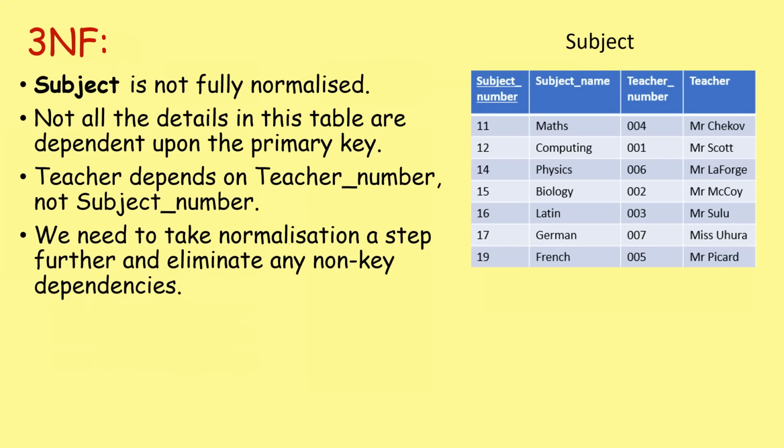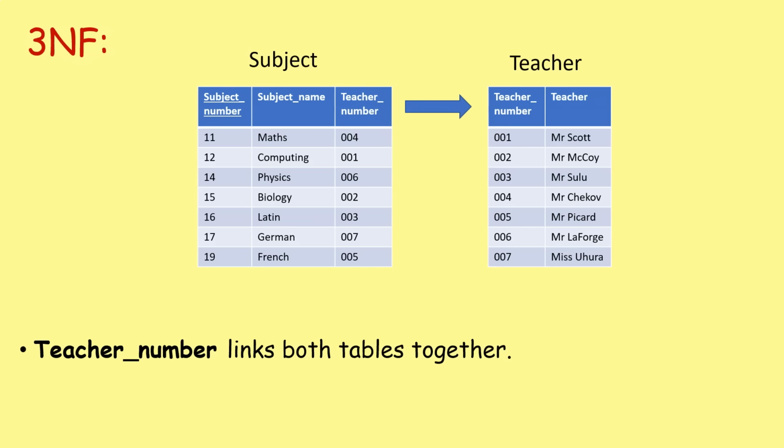We still have a problem though if we're in third normal form, because subject is not fully normalized. We have transitive dependencies because not all details on this table are dependent upon the primary key. Teacher depends on teacher number, not subject number. So we need to take normalization a step further and eliminate any non-key dependencies. So now we have a teacher table, and teacher number links both tables together. So now we have third normal form.